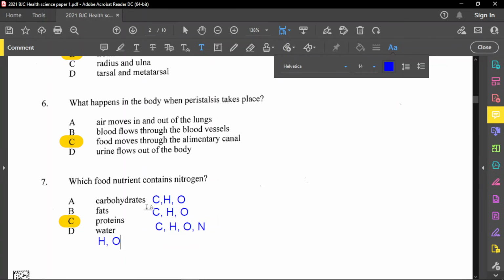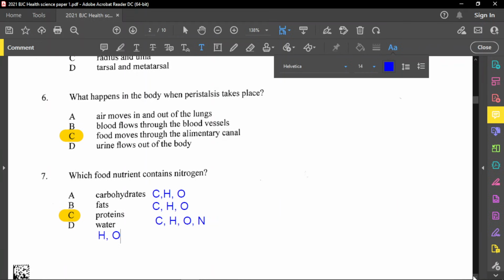Notice also for the macronutrients, which are carbohydrates, fats, and proteins, the 3 common elements are carbon, hydrogen, and oxygen. So please know that as well, that the common elements in carbohydrates, fats, and proteins are CHO: carbon, hydrogen, and oxygen. All right, let's go to our next question.